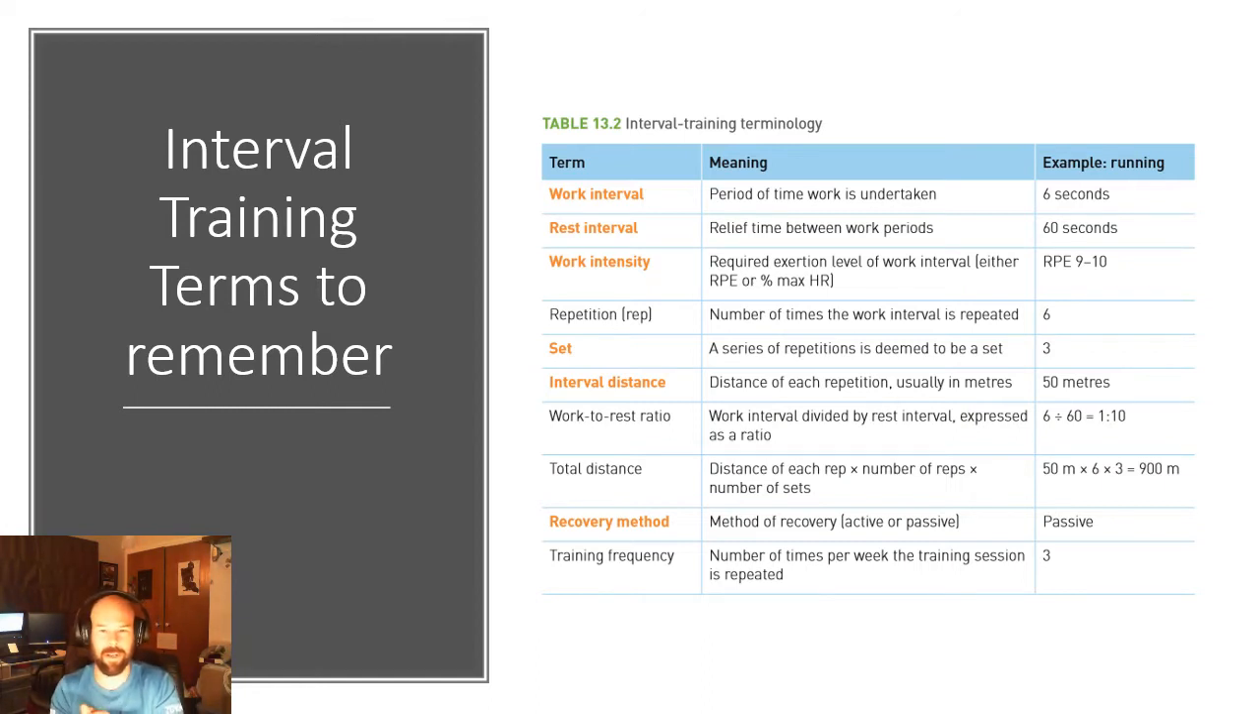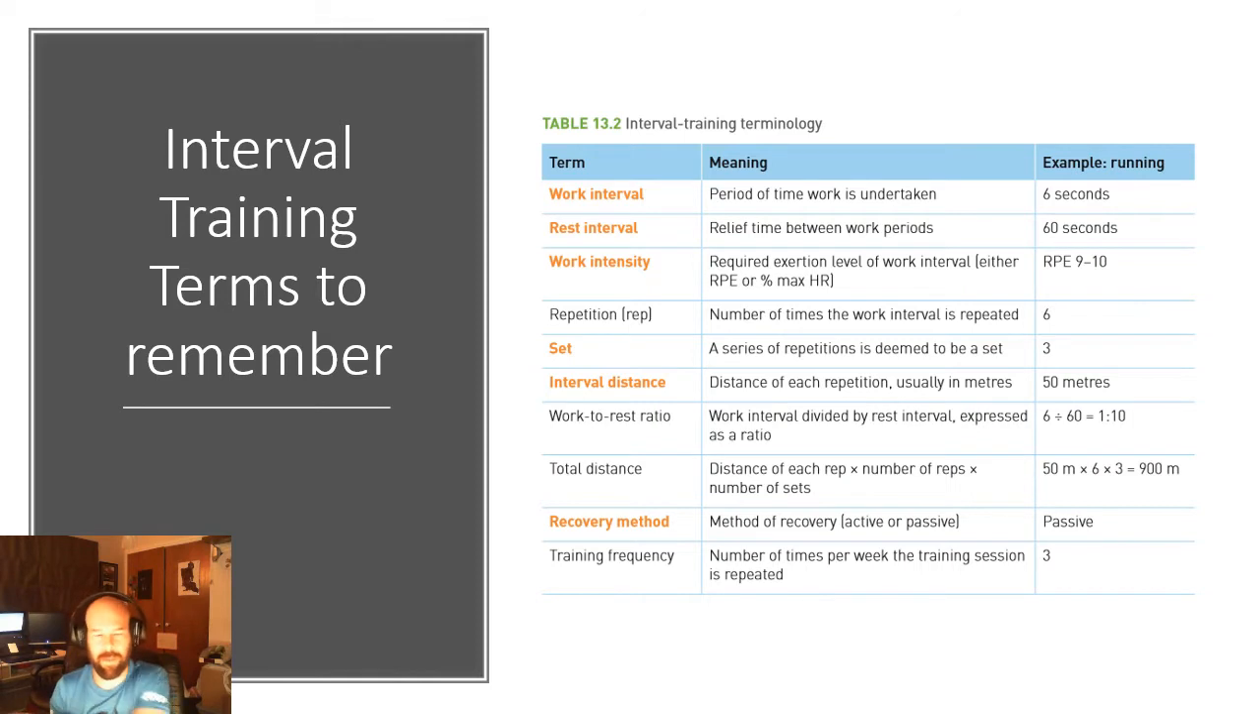All right. Interval distance, okay, 50 meters. We don't tend to hear too much of interval distance. I haven't seen too many exam questions with that, but it'll be worth keeping in the back of your mind.